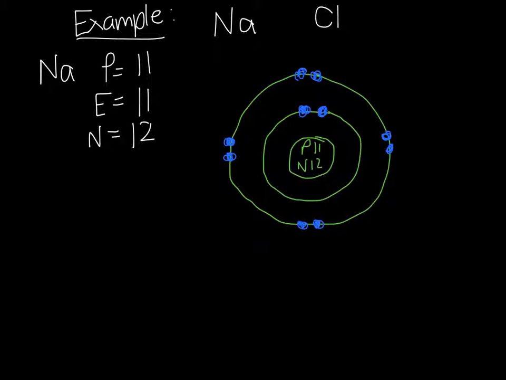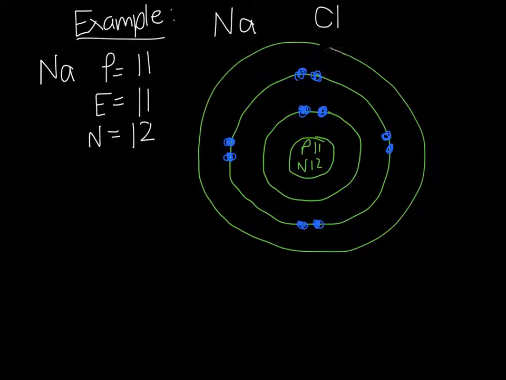Okay, let's count our electrons. We have 2, 4, 6, 8, 10. We need one more, so that means we need another shell. And we're going to put one more electron in that shell. Here's our sodium atom.